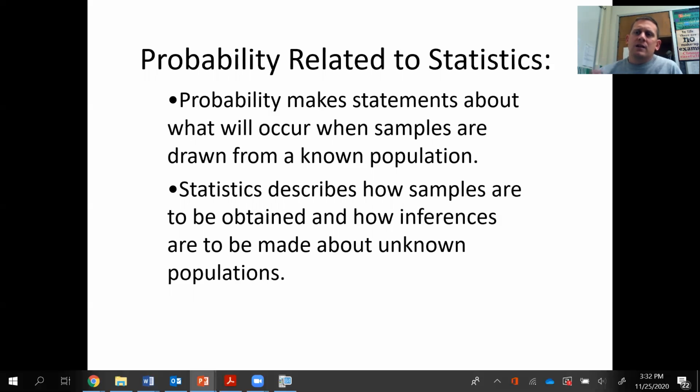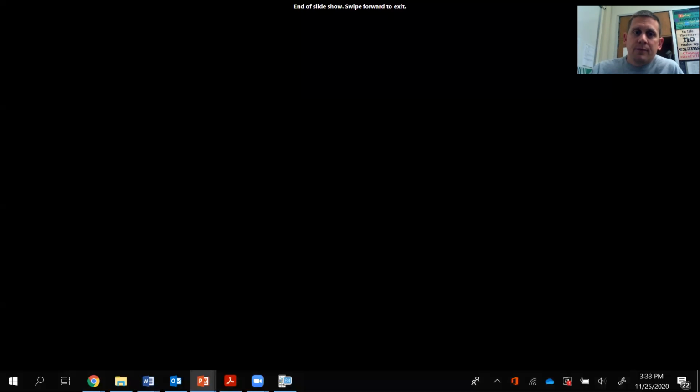Like, we may know about a small group of people, but we want to apply it to everybody. So that's what statistics is usually doing, and that's what we've kind of done up until this point. We've been taking a look at smaller groups and trying to apply it to everything. Now, we're taking what should happen and we're trying to apply it to maybe a specific situation. Okay. So that's the intro to probability.